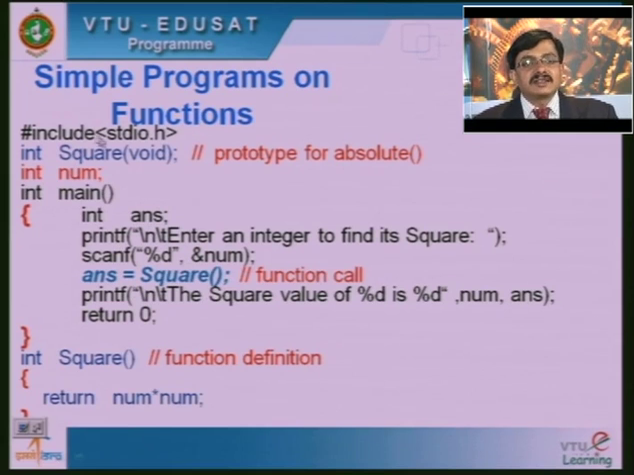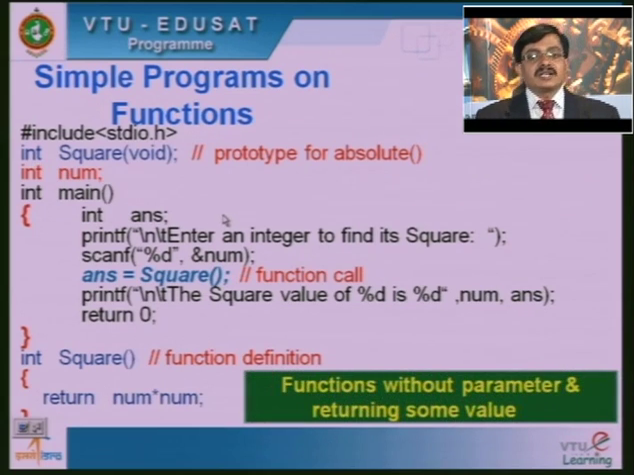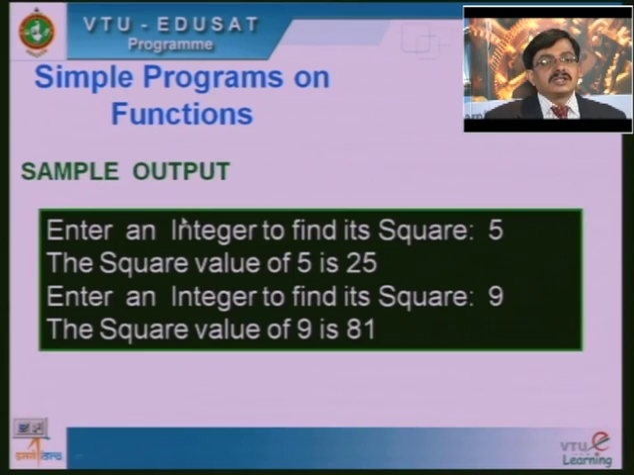Here we can see that square is a function which is not taking any parameter, and its return type is integer. So this is a function without parameters returning some value. Now the output of this code: enter an integer to find its square. If I enter 5, the square value of 5 is 25, which is the output I get. Similarly, when I enter the data as 9, the square of 9 that I get here is 81. This is the way we can program.